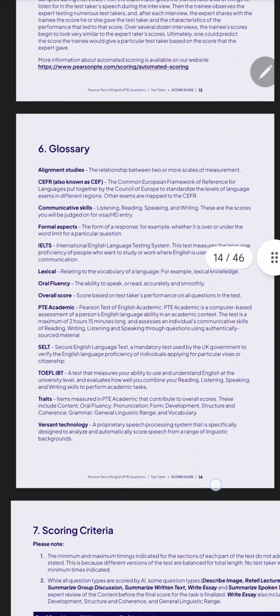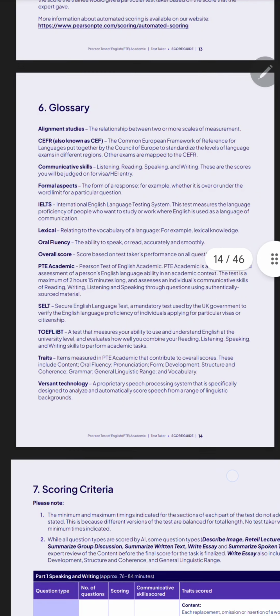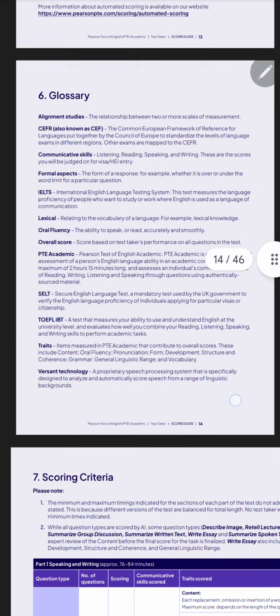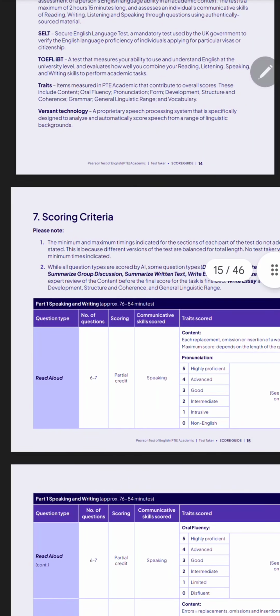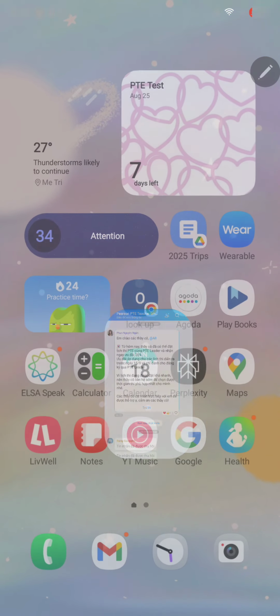Glossary. Okay, so yeah, I think I can skip this part, number 6. Okay, so this one is the most important for me up till now. Scoring criteria.